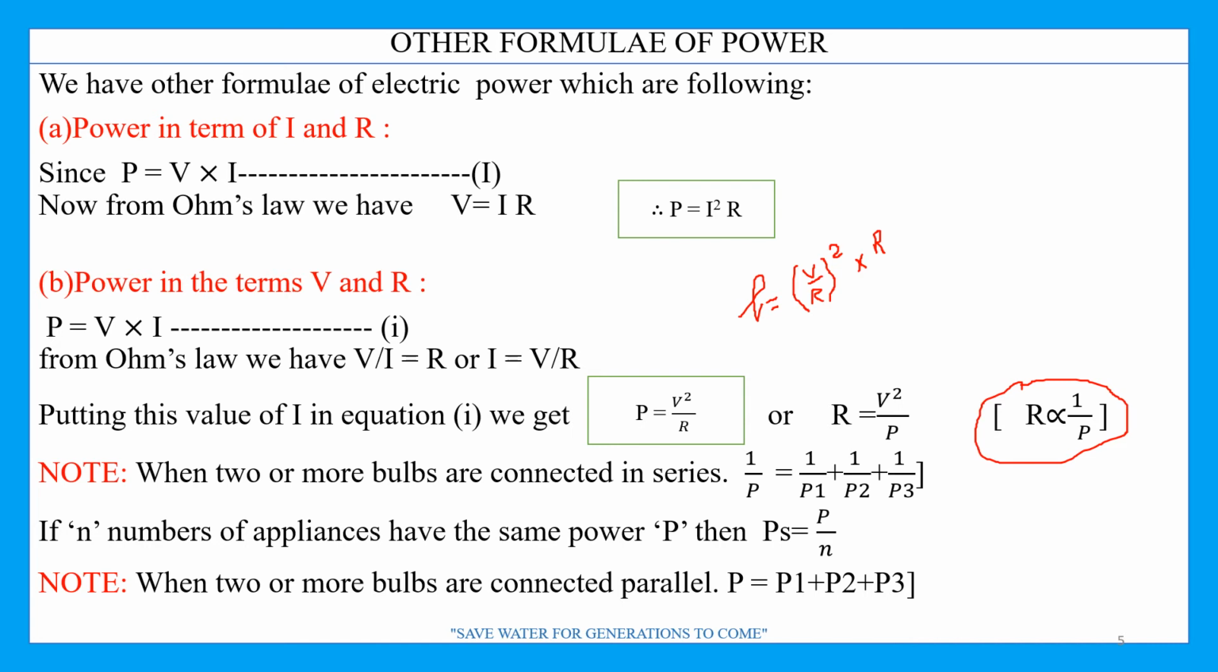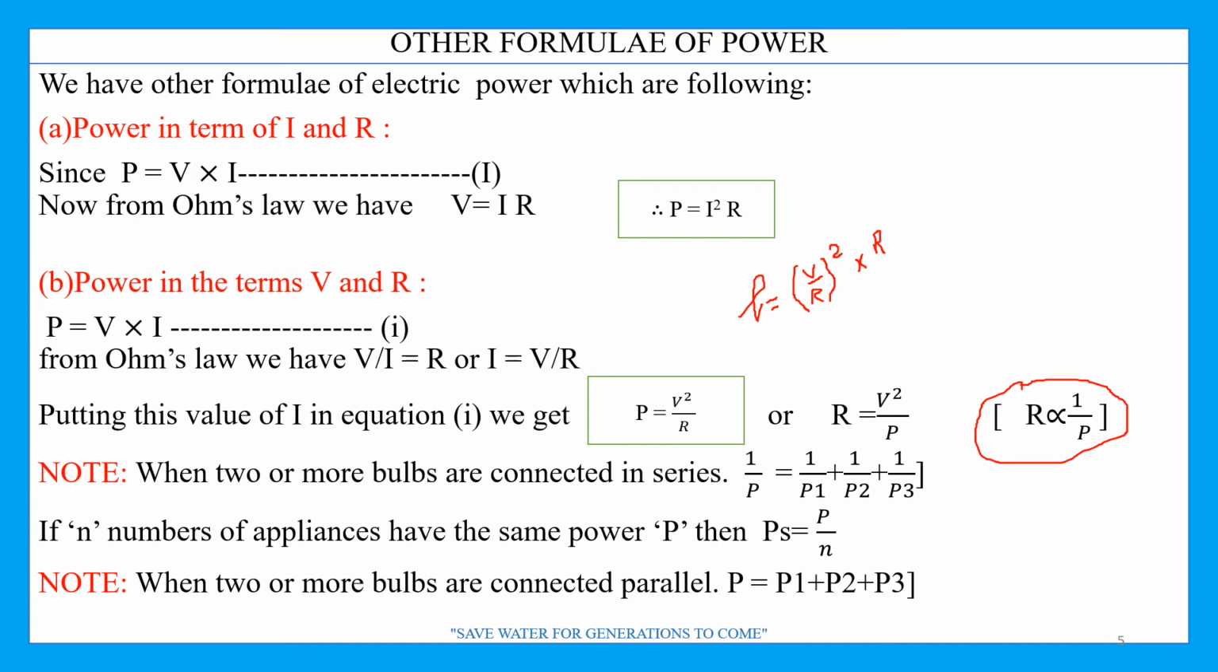So if the power rating of an electrical appliance is high, then resistance is less. If the power rating of an appliance is less, resistance will be high. Inversely proportional, right? So if one is more, the other is less, and if it is less, the other is more.